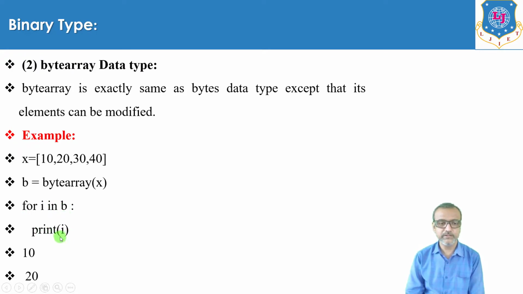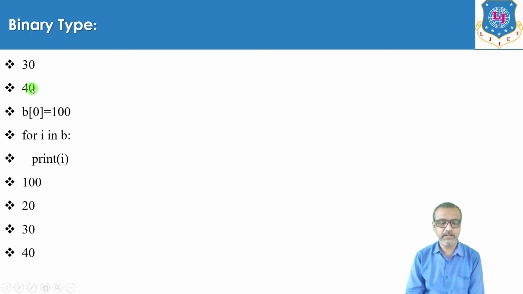So what will be the output in this case? See, in B we have these 4 elements, that is 10, 20, 30, 40. So this is the membership operator in. It will check the presence of variable I in B, and in B we have these 4 elements. So in I we will be having these 4 elements. And then after, if you just write down print I, so it will print all the 4 elements of bytearray B. So what is the output in this case? That is 10, 20, then after 30 and 40.